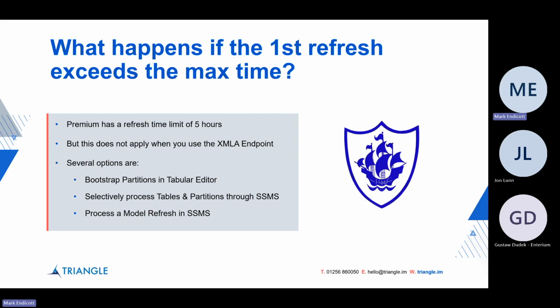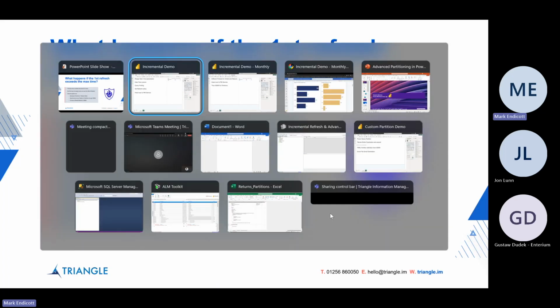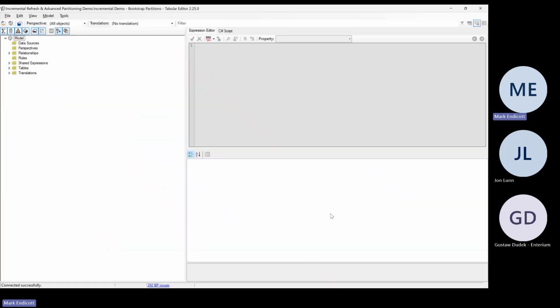You can either bootstrap the partitions in Power BI Tabular Editor. I'm going to show you that in a second. Or you can go straight to SQL Server Management Studio and selectively process tables, partitions, or just run a process of the whole model. And I'm going to show you what both of those look like as well. So first things first, Tabular Editor. I have connected to my model.